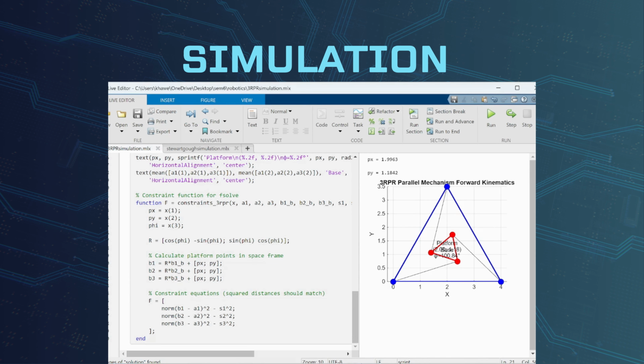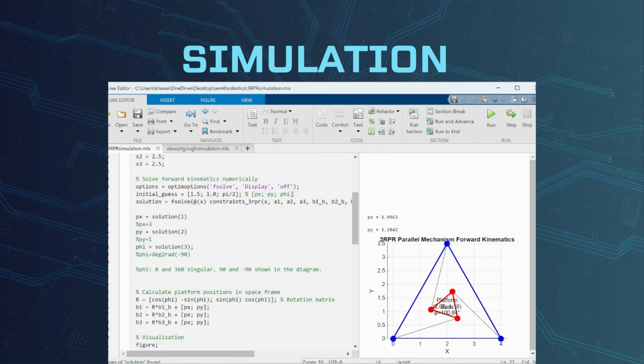After using these to solve the forward kinematics, these are from the solution, and we can edit them to see different outputs. Here we're calculating the platform position in the space frame, and this is for visualizing and drawing the diagram. As we can see in this diagram, this is one orientation and position, so one solution for the forward kinematics. Here phi is 100.84 degrees, x is almost 2, and y is 1.18. We can change x and y randomly to see the effect.